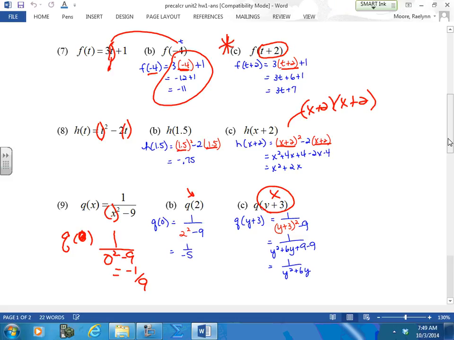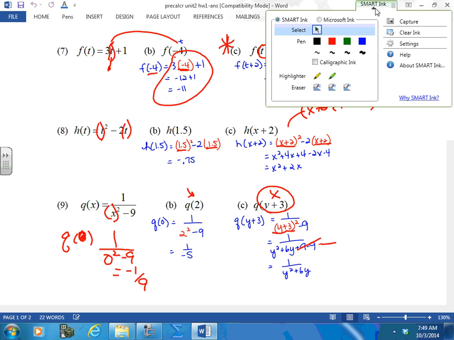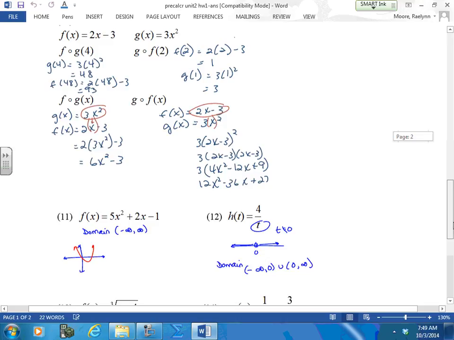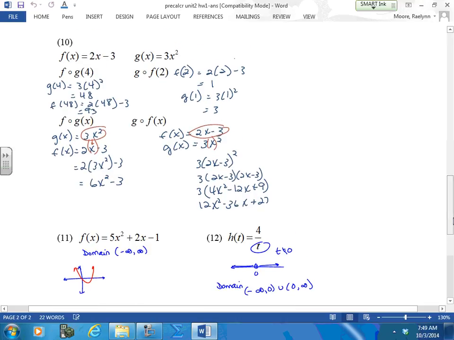Alright, now this one, after you FOIL this, collect your like terms. These are going to cancel out. Don't leave it where the terms are not collected. Good? And these guys were your compositions.